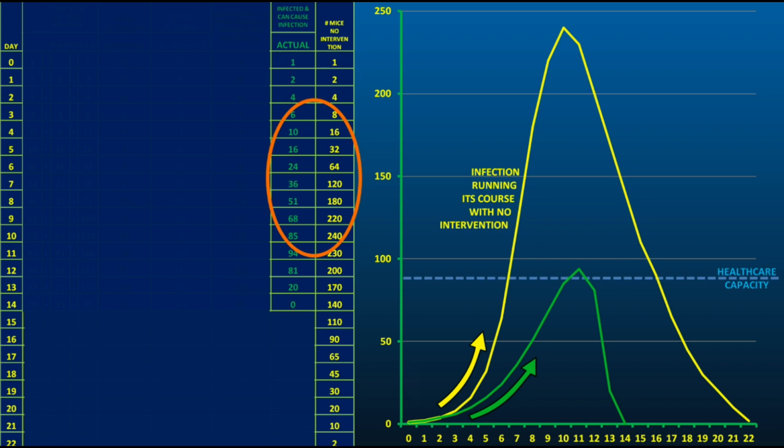And the infection that has been effectively contained shows a curve that is more gradual and reaching a peak that is pretty much at the capacity for the students to render adequate care, peaking at only 94 infected mice on day 11. And so the students can easily manage all the infected mice without being overwhelmed.